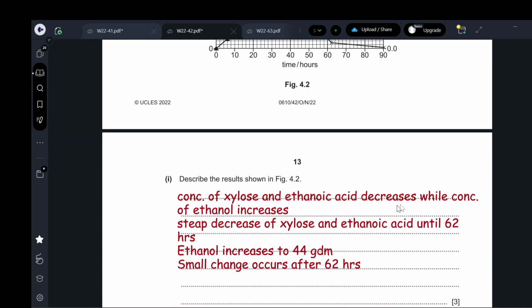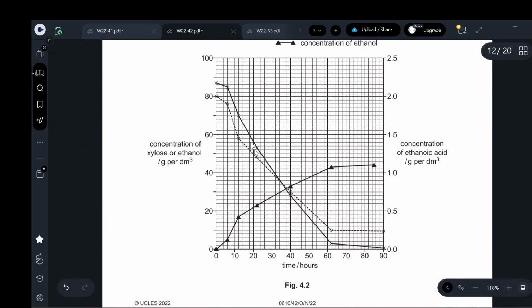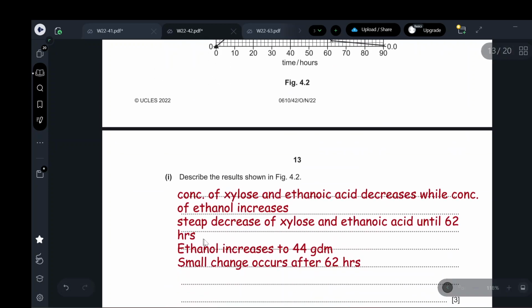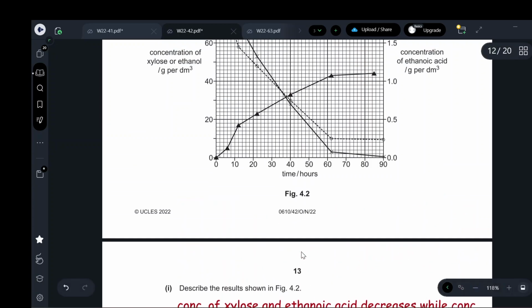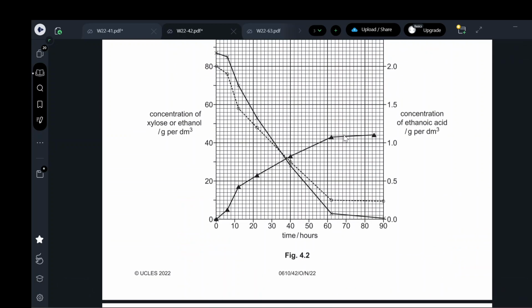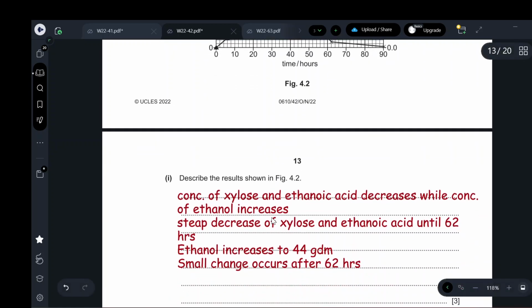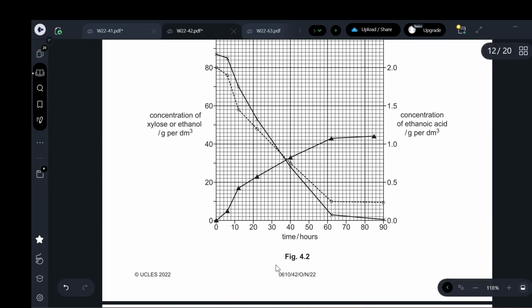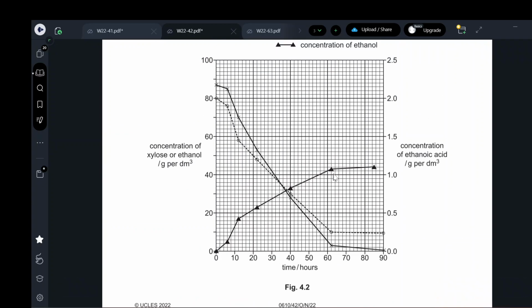Concentration of xylose and ethanoic acid decreases while ethanol increases. There was a steep decrease until 62 hours and then it levels off. Ethanol increases to 44 grams per decimeter cube. Small change occurs after 62 hours. After 62 hours, the increase was very little. So you can just describe the numbers. I'm describing the numbers in front of me.